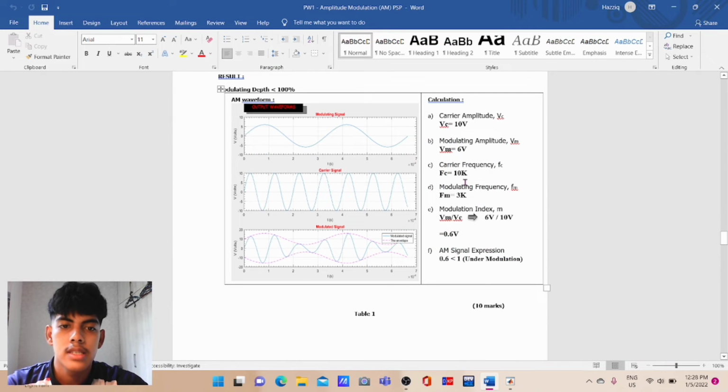To get the value of the modulation index, the formula is VM divided by VC. So we insert VM is 6 volt and VC is 10 volt, and the answer is 0.6. So the modulation index shows it is under modulation.